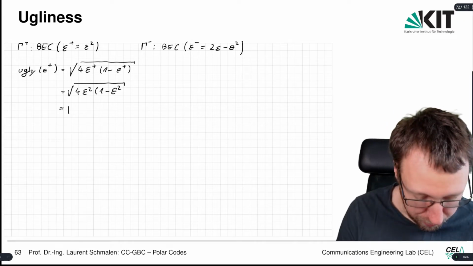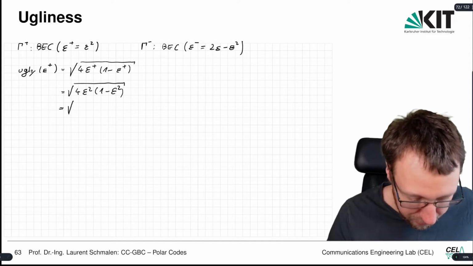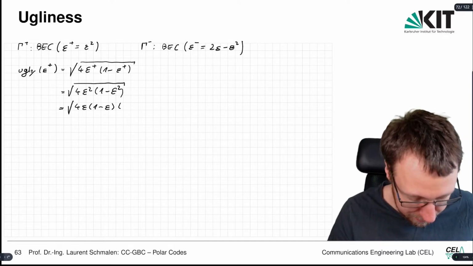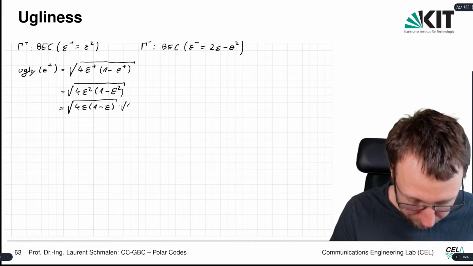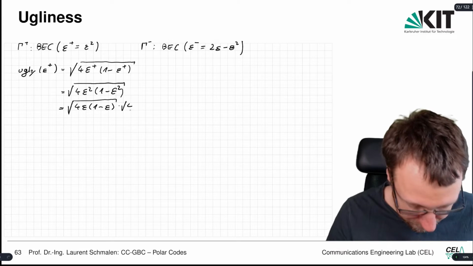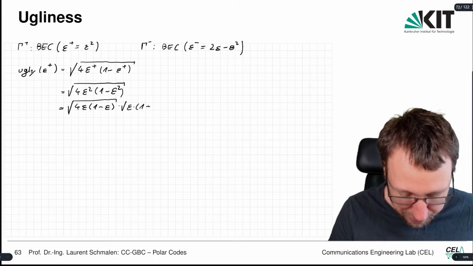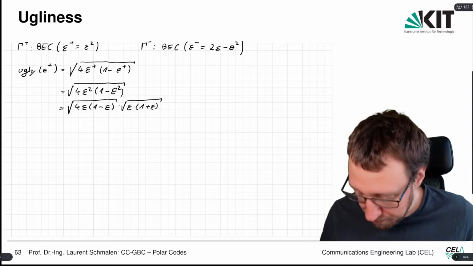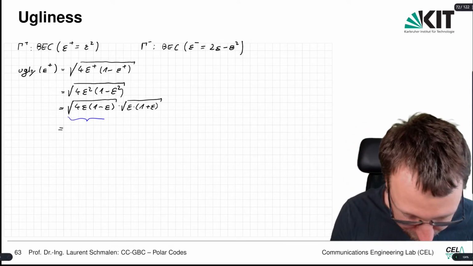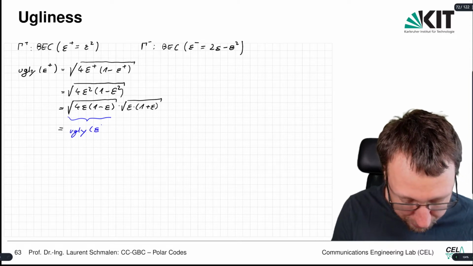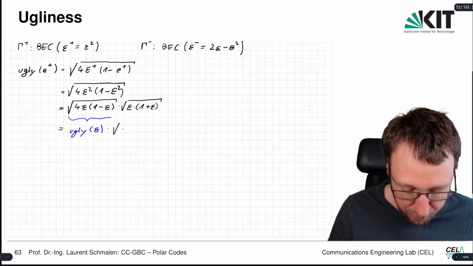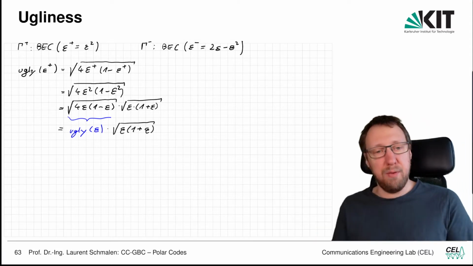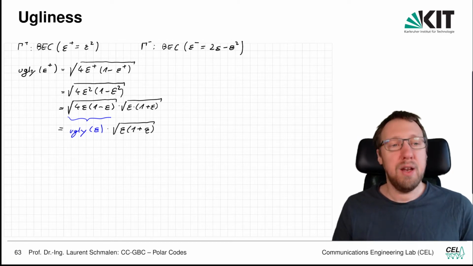This is equal to the square root of, and we can write this as 4 times epsilon times 1 minus epsilon, times epsilon times 1 plus epsilon. That's because 1 minus epsilon squared is 1 minus epsilon times 1 plus epsilon. This is equal to the ugliness of our original channel, epsilon, times the square root of epsilon times 1 plus epsilon. We take the ugliness of our original channel, multiply with this second term, the square root of epsilon times 1 plus epsilon, and we get the ugliness of the new channel.